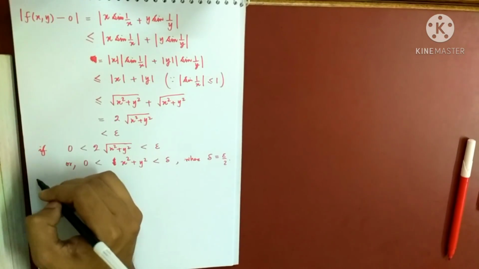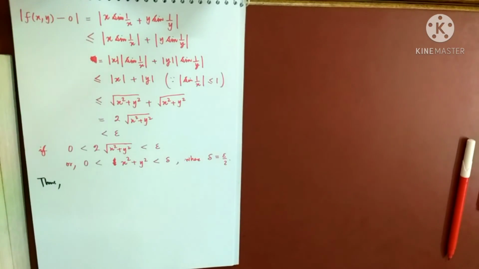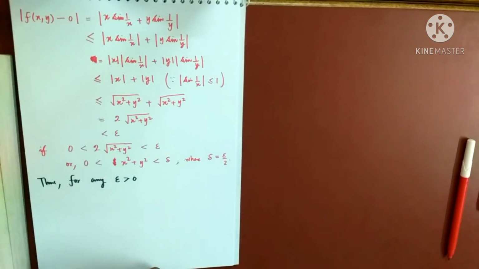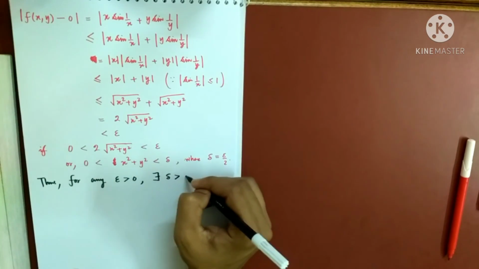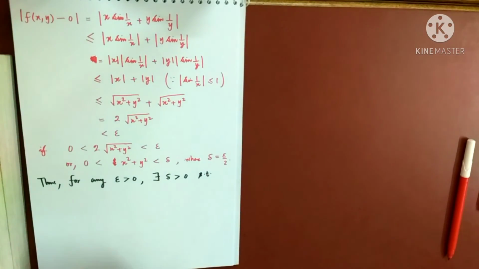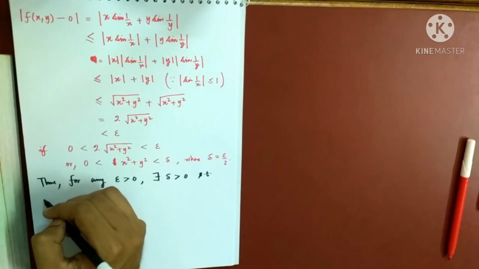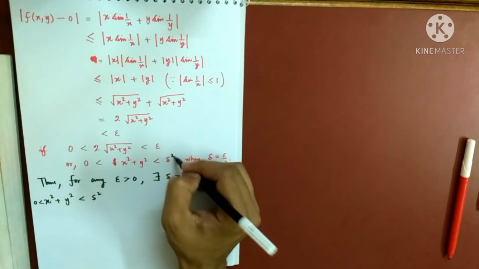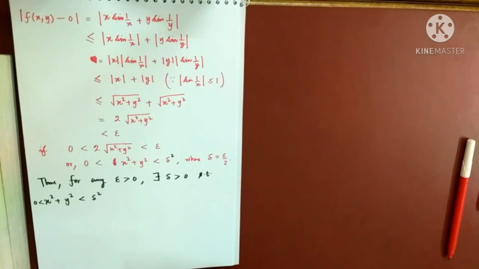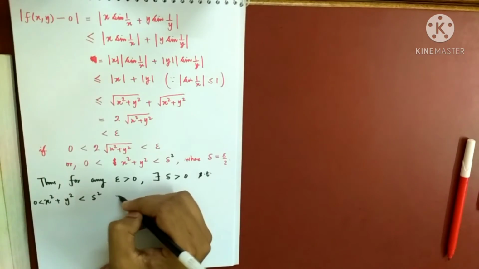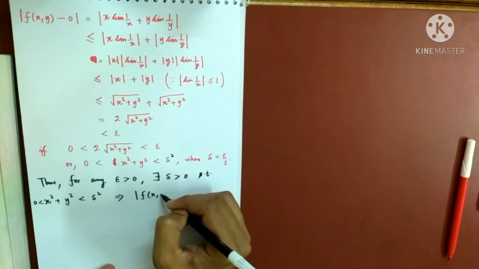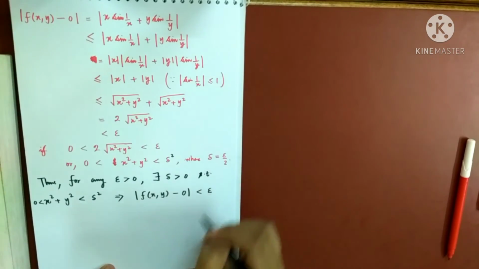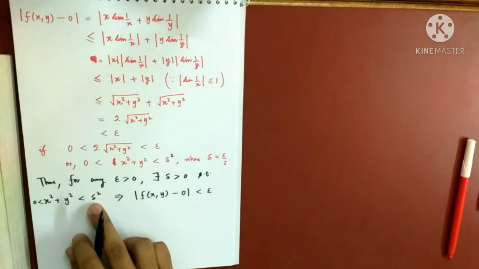So thus, for any epsilon greater than 0, there exists a delta positive such that 0 less than x square plus y square less than delta square implies modulus of f(x,y) minus 0 is less than epsilon. Actually, writing this will be incorrect. I should also write that condition.